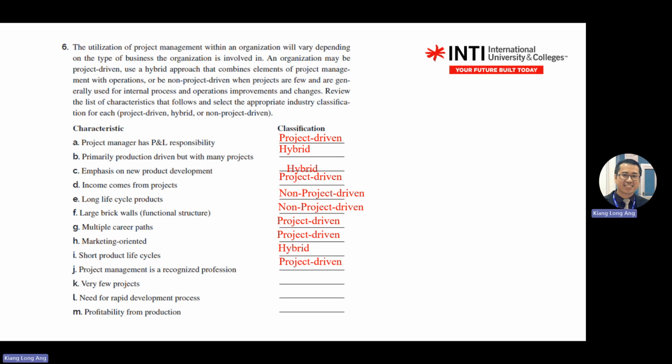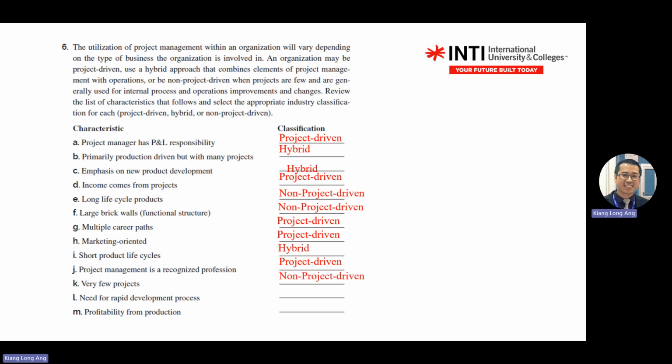This one is project management, recognized as a profession. So the spotlight is on project management, and the project manager is very important. So project driven: very few projects. This one, what do you think? Very few projects.